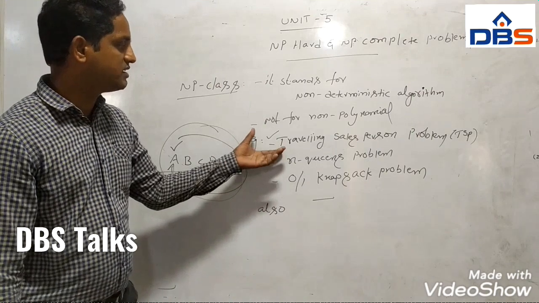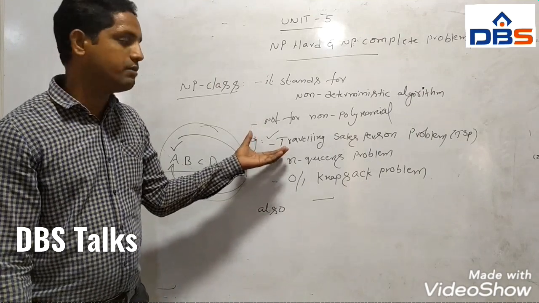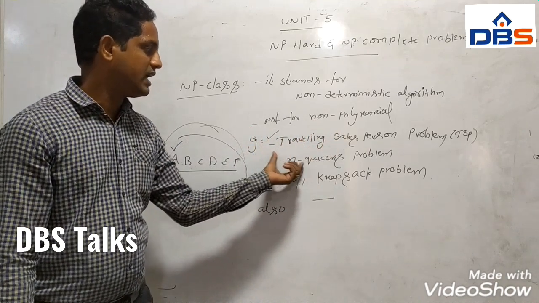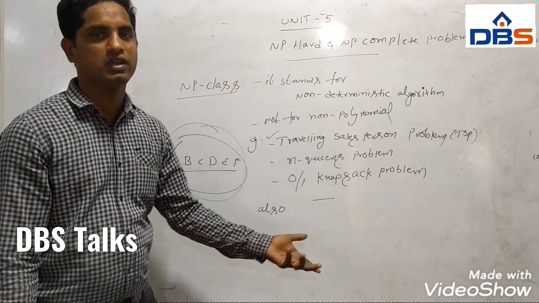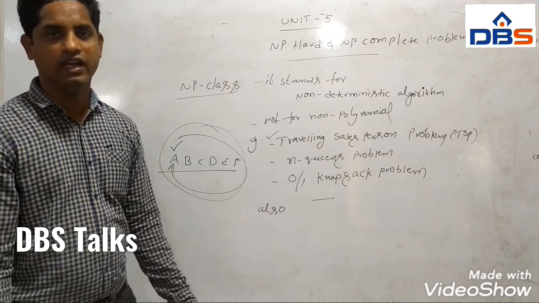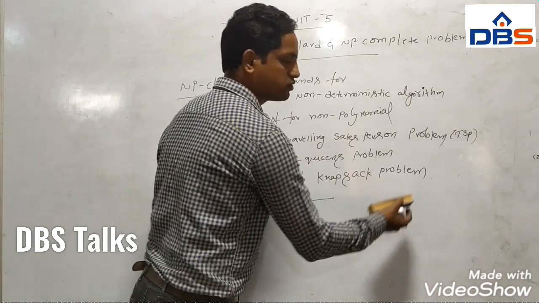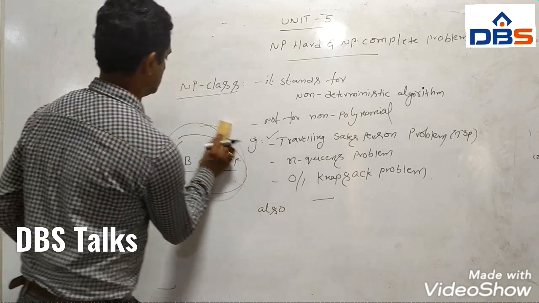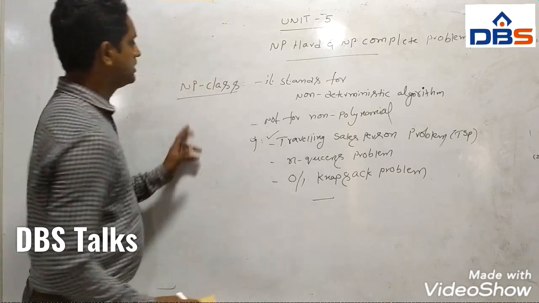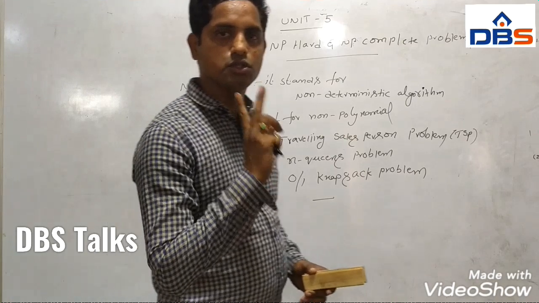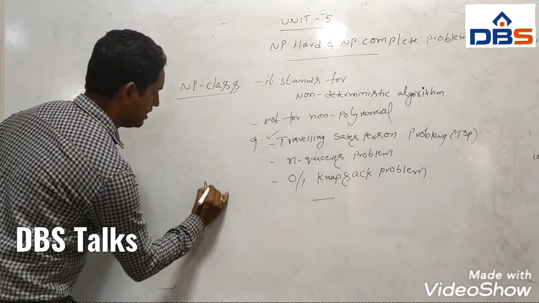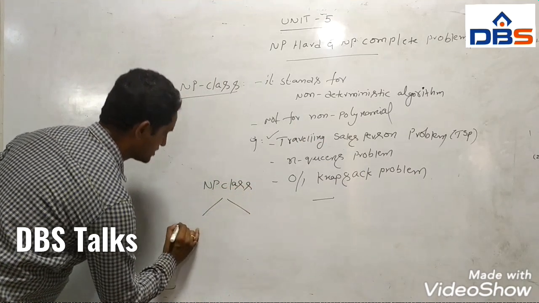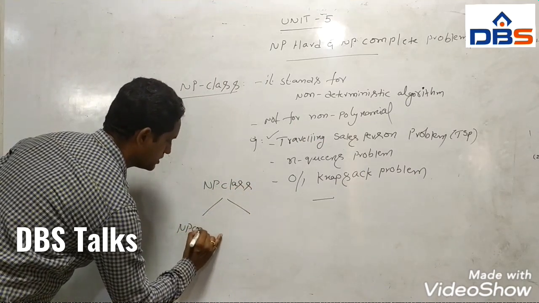We have already discussed TSP in dynamic programming, and in backtracking we implement the N-Queens problem, like 4 queens, 8 queens, and so on, and the 0-1 knapsack we also discussed in dynamic programming. Okay. The NP class can be divided into two types. The first one is NP complete.